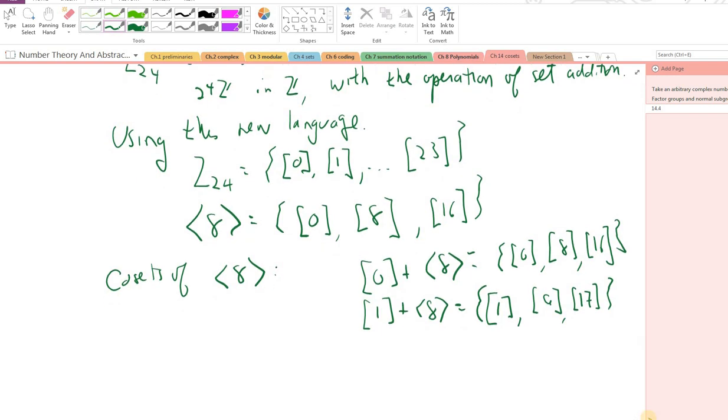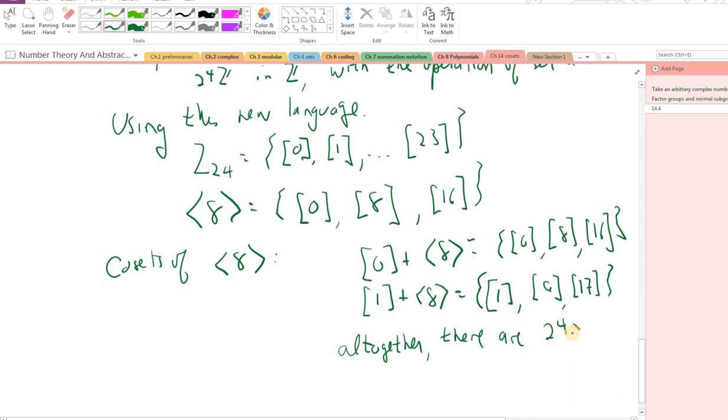How many cosets are there? There's a formula for that. Yes. Altogether, there are 8. How did you get 8? 24 divided by 3. 24 divided by 3 equals 8 cosets by Lagrange's theorem. Very helpful.